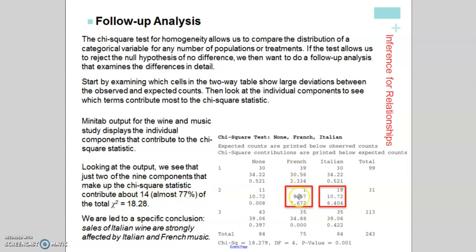So that tells us that, during French music, I think this was Italian wine, we sold way less than expected. And here, when Italian music is played, Italian wine was sold way more than expected. So that leads us to a conclusion that the sales of Italian wine are strongly affected by Italian music and French music. Italian music causes us to sell more than expected, while French music causes us to sell less than expected.